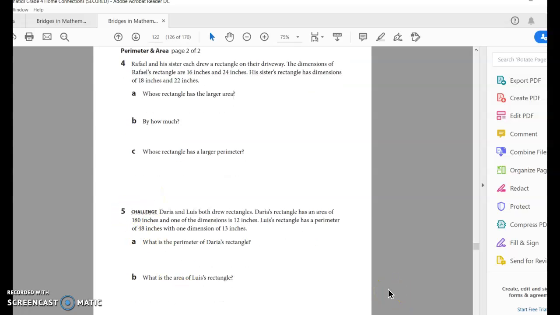And then your challenge problem. Remember, challenge problems are always that. If you feel that this was not enough for you, challenge yourself. Okay? Number 5, the challenge problem.